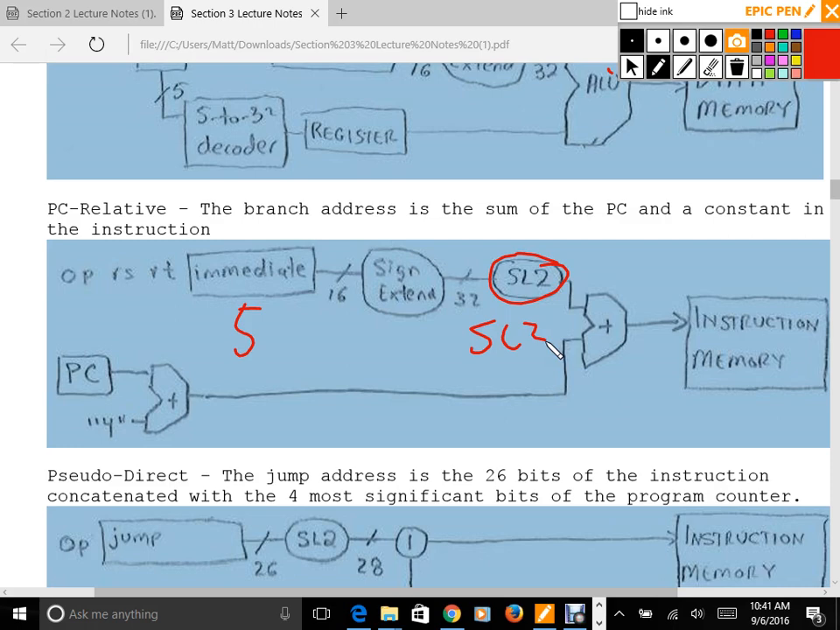I'm not sure. Who's the person who answered my question about multiplying by 8?